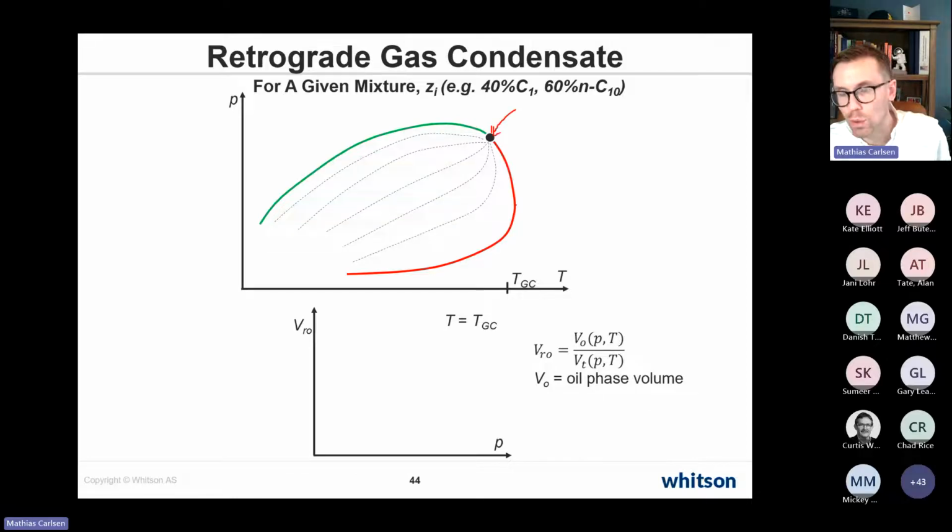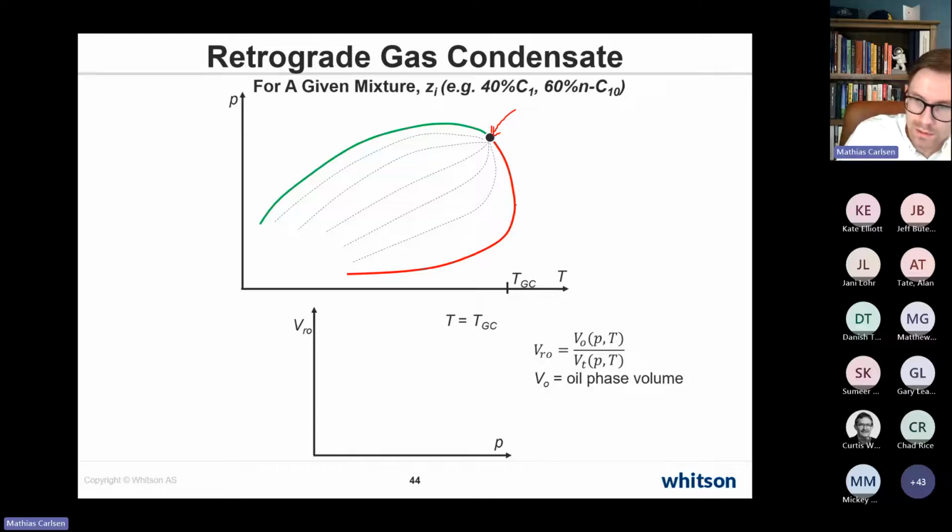And it makes sense to talk about what the critical point is right now. The critical point is the point where the properties of oil and gas converge, and you can't actually distinguish and say whether it's a gas or an oil. So what does that mean?